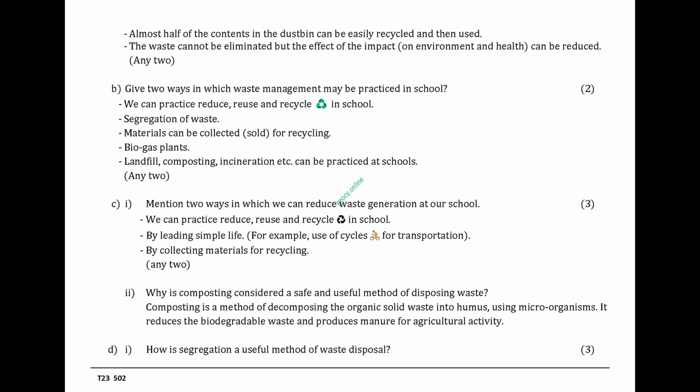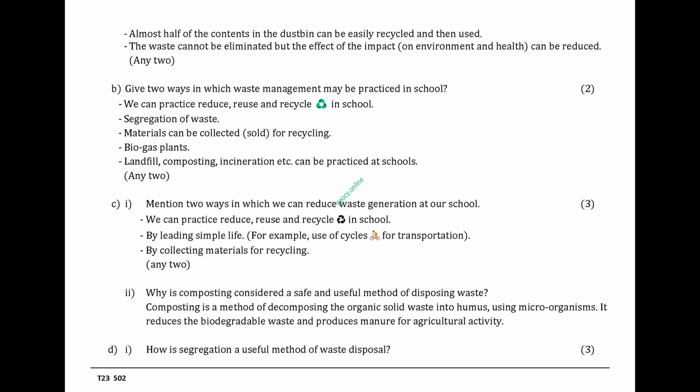Any 2. Give 2 ways in which waste management may be practiced in school. We can practice reduce, reuse and recycle in school. Segregation of waste. Materials can be collected, sold, for recycling. Biogas plants. Landfill, composting, incineration etc. can be practiced at schools. Any 2. Mention 2 ways in which we can reduce waste generation at our school. We can practice reduce, reuse and recycle in school. By leading simple life. For example, use of cycles for transportation. By collecting materials for recycling.